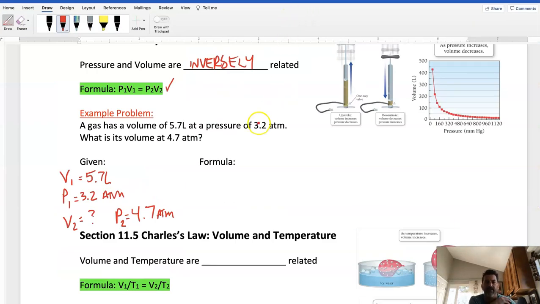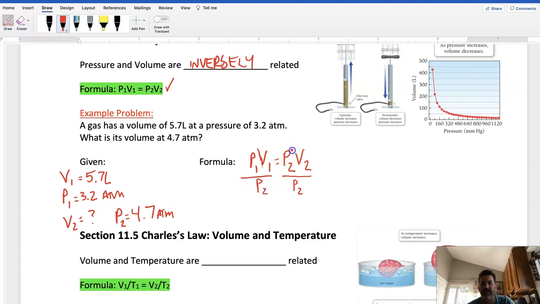Okay, so now the formula: P1 V1 equals P2 V2. What I want to do is rearrange this equation to make it a little more useful for me. You can plug the numbers in and solve it that way if you want, but I prefer to move the equation around with its letters because it's a little bit easier. So I'm trying to find V2. I want V2 by itself, so I'm going to divide both sides by P2.